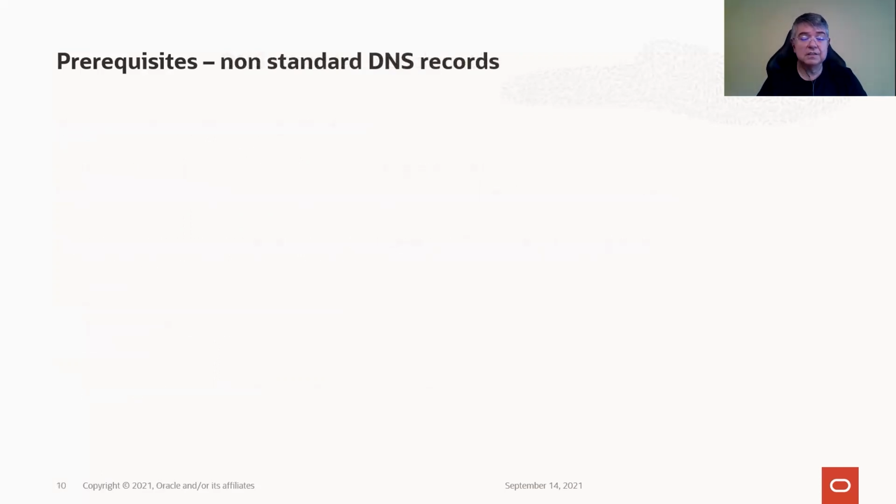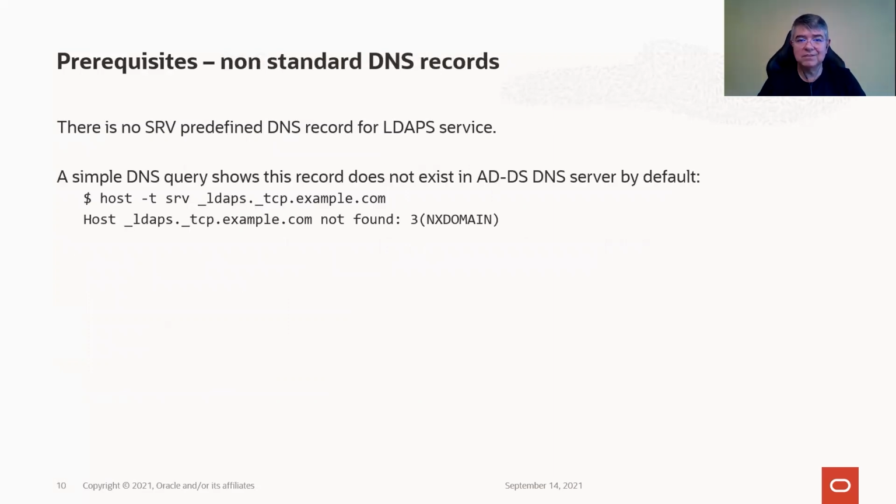Besides the _ldap._tcp.domain record, if you intend to use encrypted connections like LDAPS, you are going to need non-standard DNS records. Why non-standard DNS records? There's no predefined DNS record for the LDAPS service. If I try to run the same query, host -t srv _ldaps._tcp.example.com, I'm going to receive a no such domain error, meaning this record is not available.